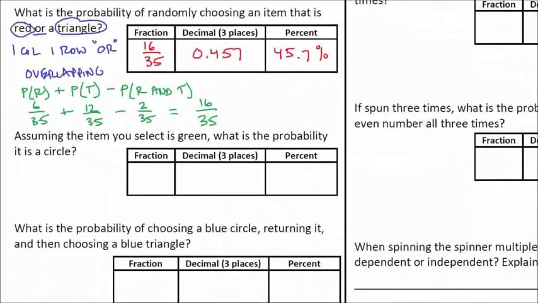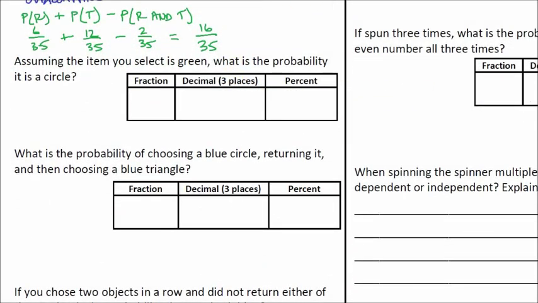All right, let's continue. Assuming the item you select is green, what is the probability it's a circle? Well, there's that word "assuming." I already know I'm going to be doing conditional probability, which tells me right away I'm not going to be using the grand total. That means we're only going to be looking at the green column. Remember how we write this, class? The probability of a circle, if we do it backwards here, assuming it is green.